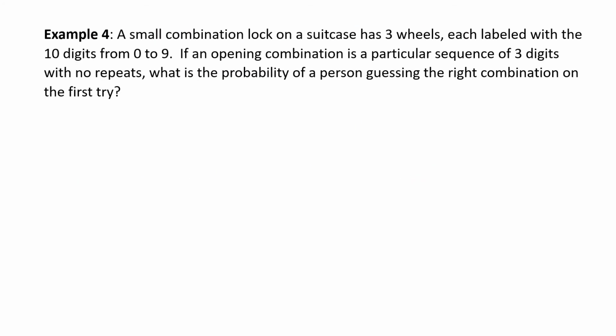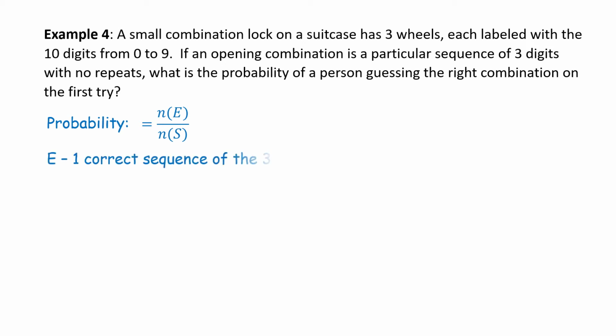Example. A small combination lock on a suitcase has 3 wheels, each labeled with 10 digits from 0 to 9. If an opening combination is a particular sequence of 3 digits with no repeats, what is the probability of a person guessing the correct combination on the first try? So we want the probability, which is given by the formula, the number of elements in your event divided by the number of elements in your sample space.